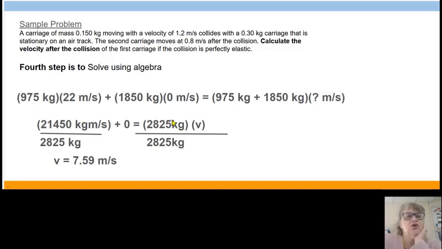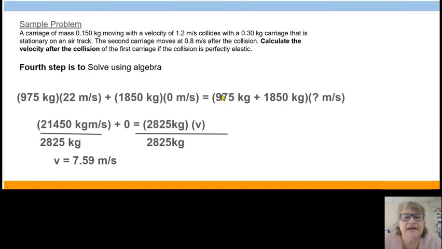Okay. So I'm going to fill in what I had. So my 975 kilograms times my 22 meters per second, right? I'm going to multiply those. I get 21,450 kilogram meters per second. 1850 times 0, of course, is 0.